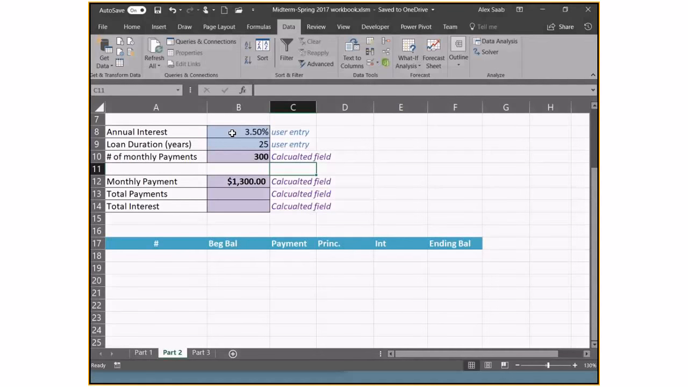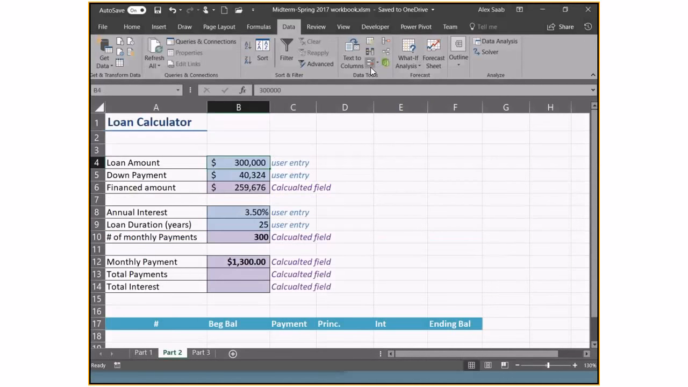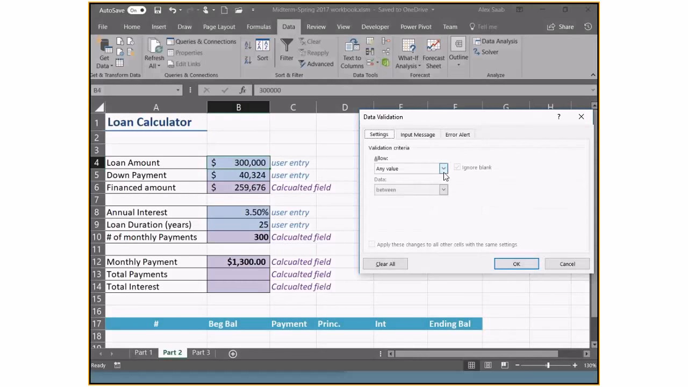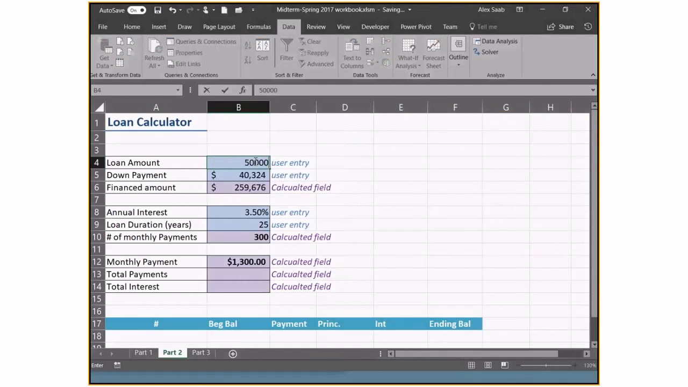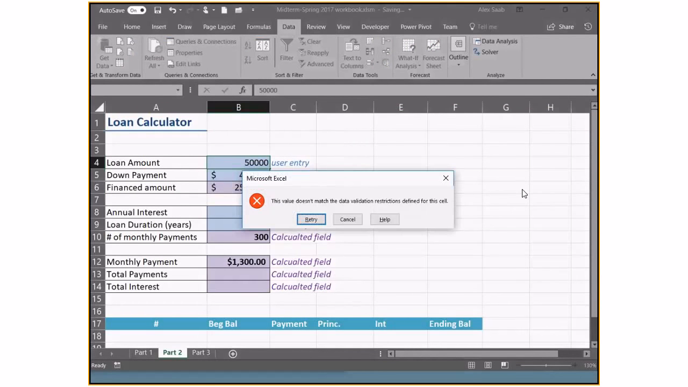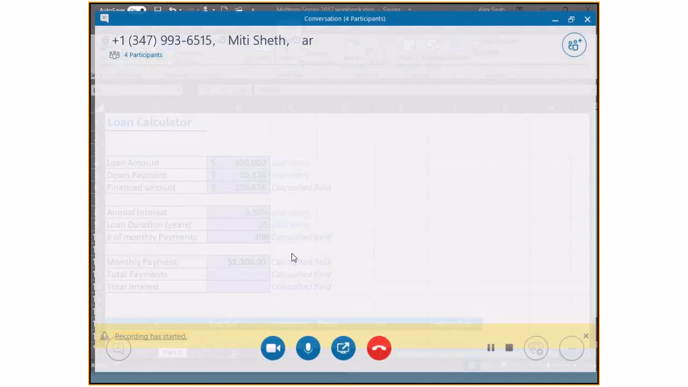Okay, so validation. The loan amount has to be between 100,000 and 2 million. How to do that? Go to Data Validation, right? Whole number, and it's between 100,000 and 1 million. So if I enter $50,000, it's going to give me an error. This is what I mean by user entry.